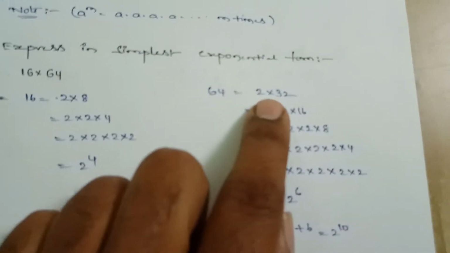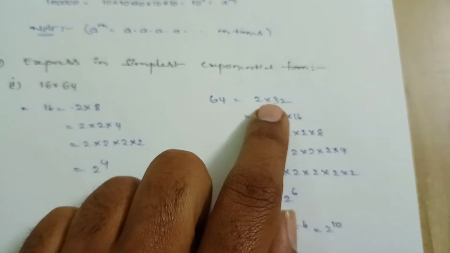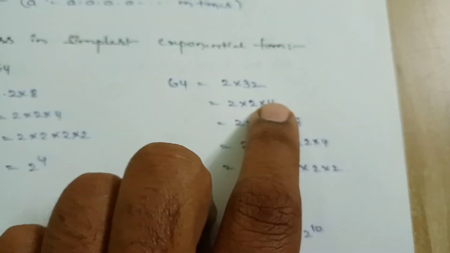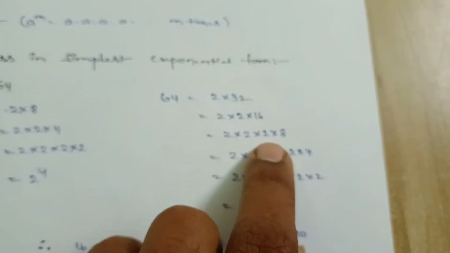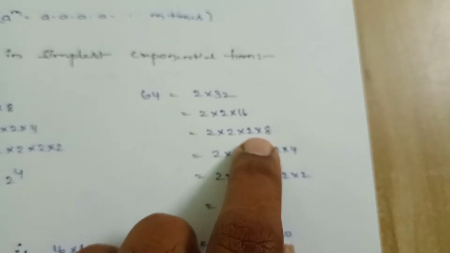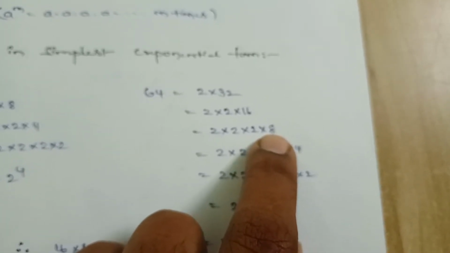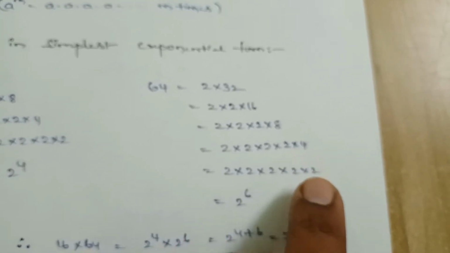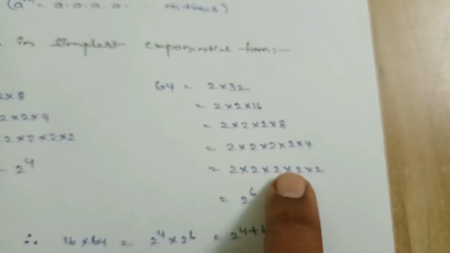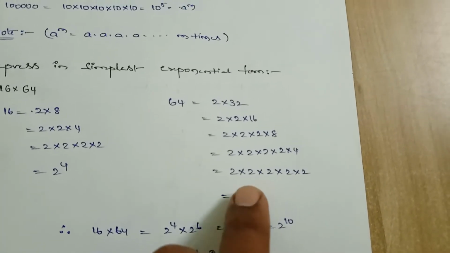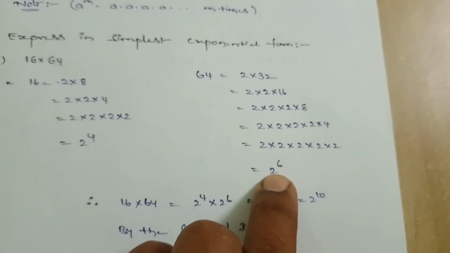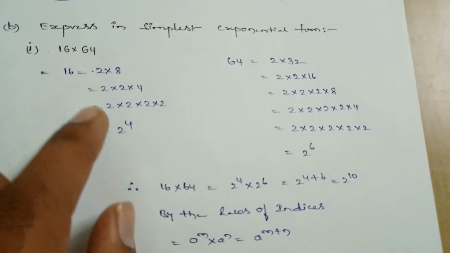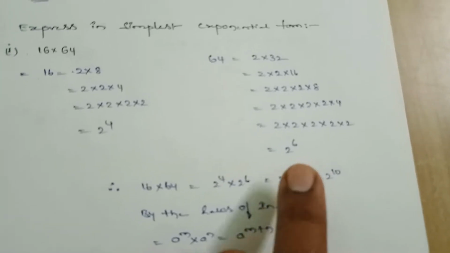Okay, 64 can be written as 2 into 32. Again 32 is a composite, so convert into prime, 2 into 16, where 16 is a composite, convert into a product of primes, then 8 is a composite, 2 into 4, where 4 is a composite, convert into prime. Now all are prime numbers, we cannot split further, therefore it is repeated 6 times, it can be written as 2 power 6. Now here it is given 16 into 64, so it can be written as 2 power 4 into 2 power 6.